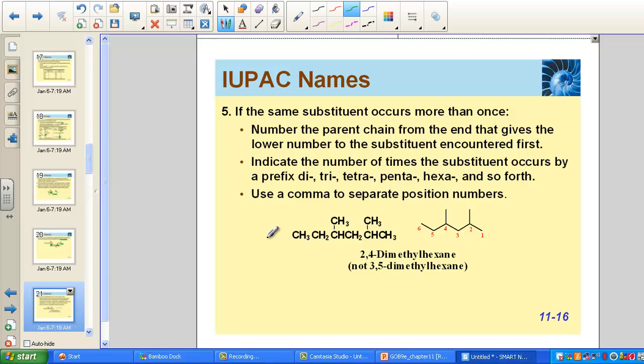If the same substituent occurs more than once, we'll number the parent chain from the end that gives the lowest number to the substituent that's encountered first. We'll indicate the number of times the substituent occurs by a prefix: di, tri, tetra, penta, hexa, and so forth. We're going to use a comma to separate the position numbers, and then again, remember the hyphen to attach the numbers to the words.